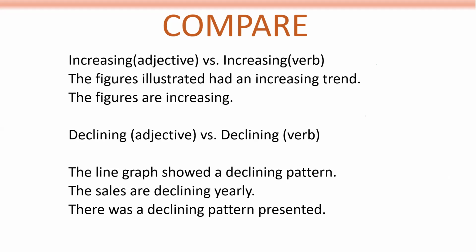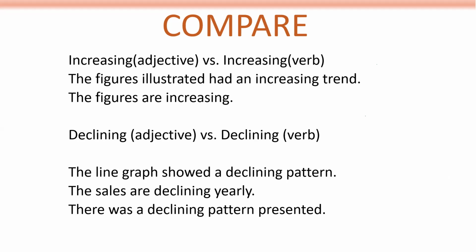Next, let's use the word declining. The line graph showed a declining pattern. What word is modified here? Pwedeng graph, pwedeng pattern. Pero ang tinutukoy ko yung word na declining. So, pattern. What kind of pattern is the line graph showing? A declining pattern. That's right. The sales are declining yearly. Verb or adjective?